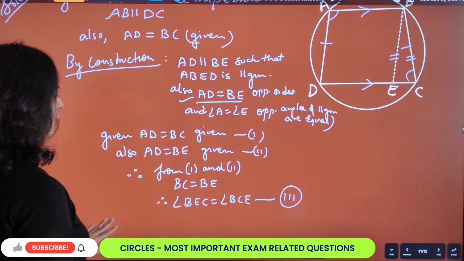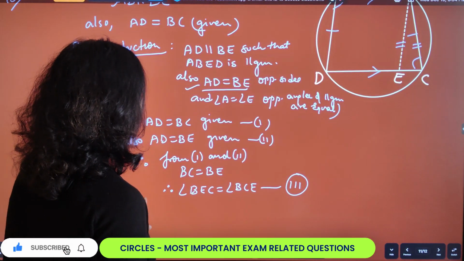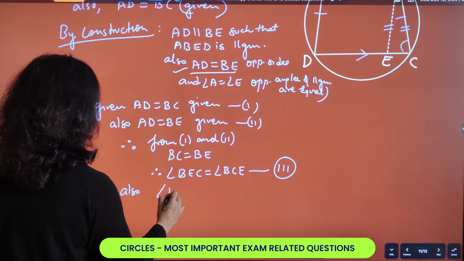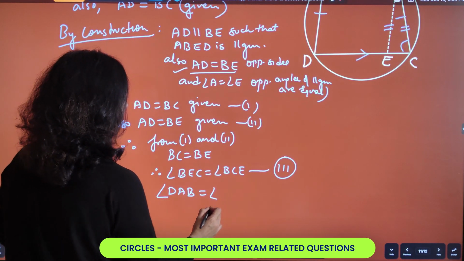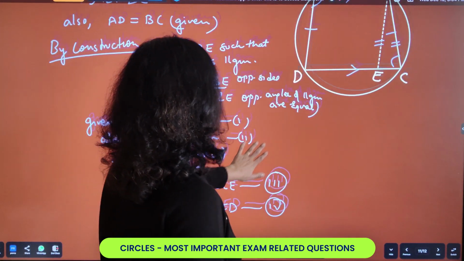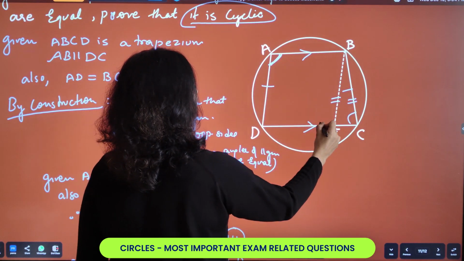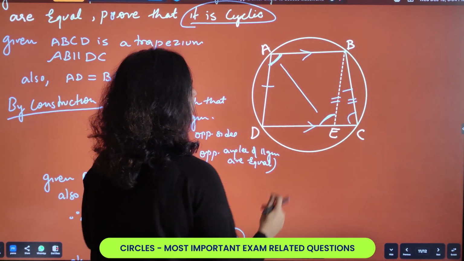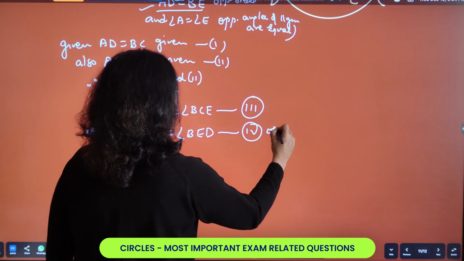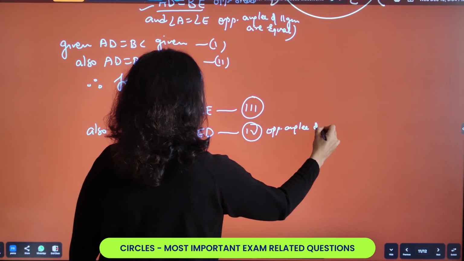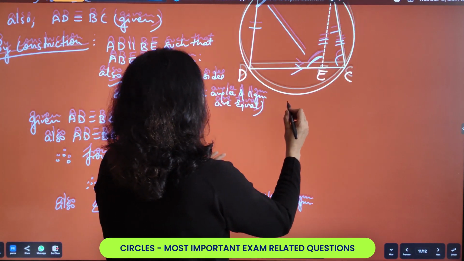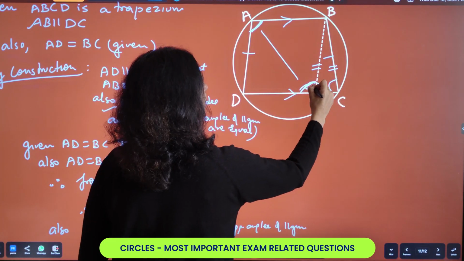And also, angle DAB is equal to angle BED, the fourth part. Here I wrote angle DAB is equal to angle BED because they are opposite angles of a parallelogram.